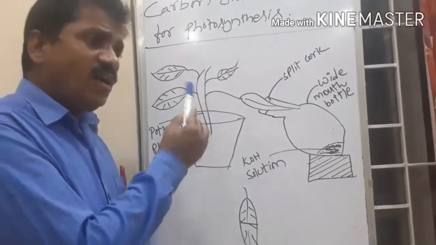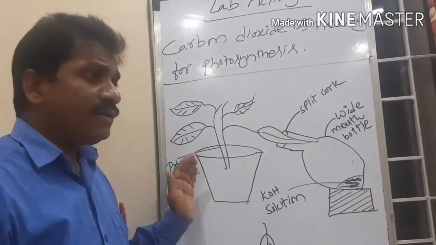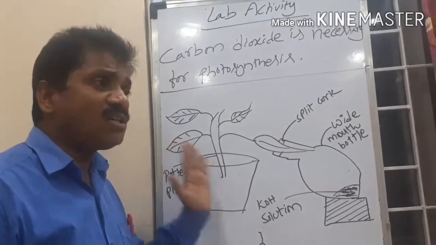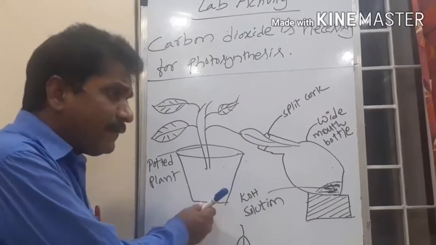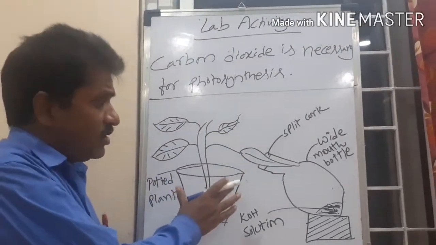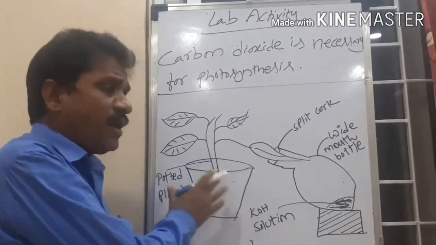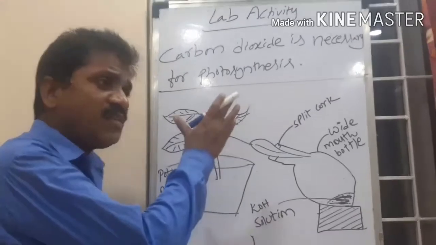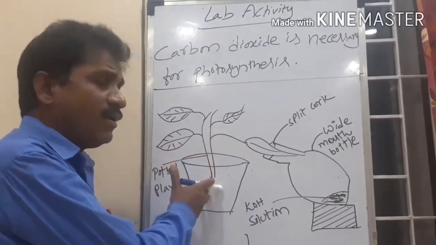Now the procedure of this activity. First we should select a destarched plant. For destarching, the potted plant should be kept in a dark room for 7 to 10 days. Due to the absence of sunlight, the photosynthesis process will not be performed in the potted plant.